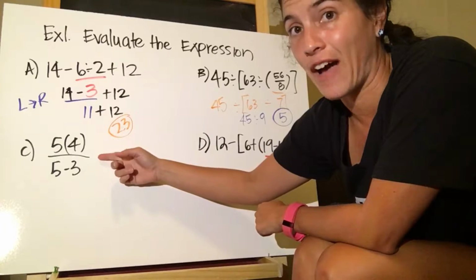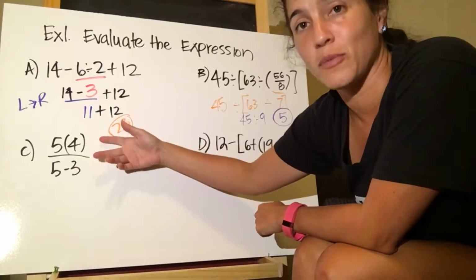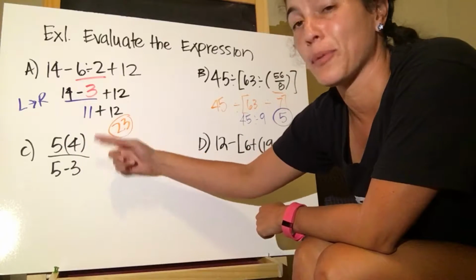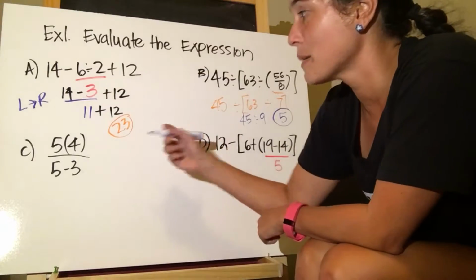Well, I cannot divide until I simplify the numerator and the denominator. So you think, okay, well, let me divide, but you can't because you have operations in the numerator and the denominator. So we need to simplify.